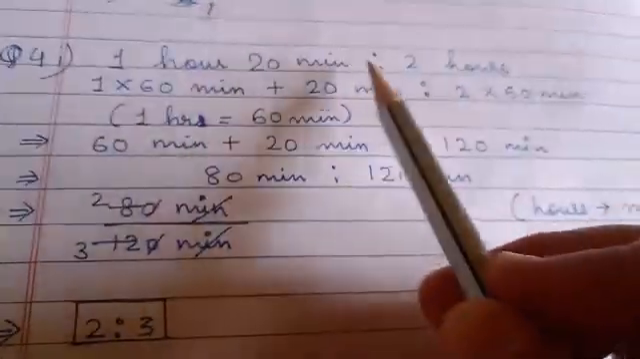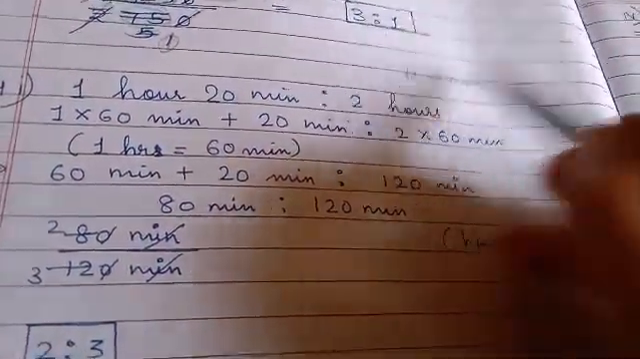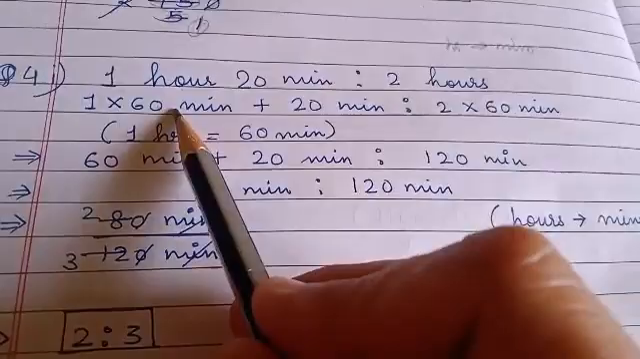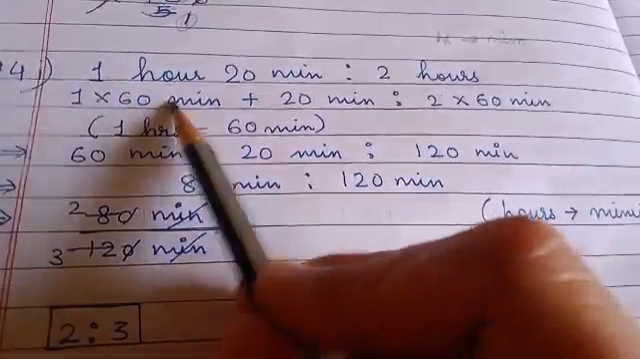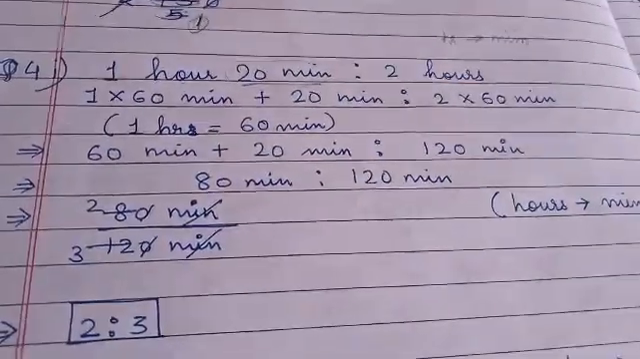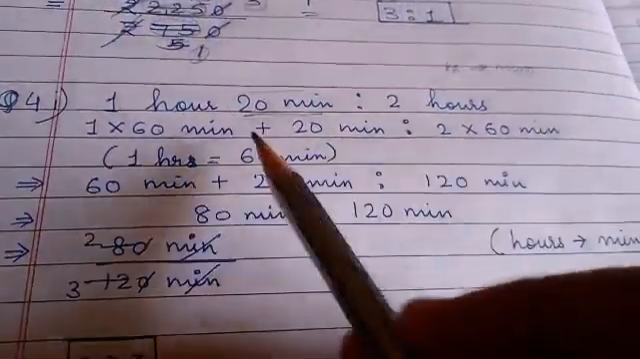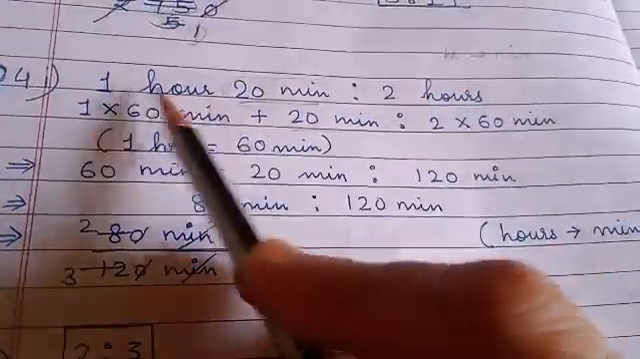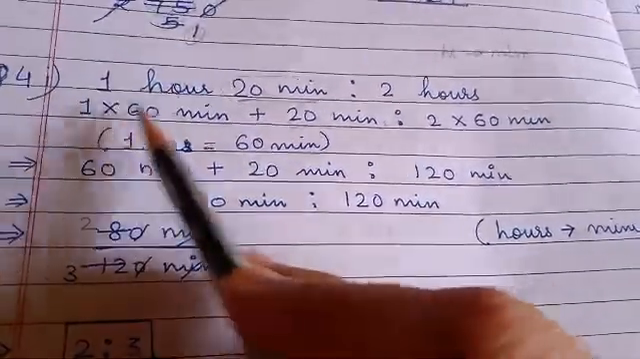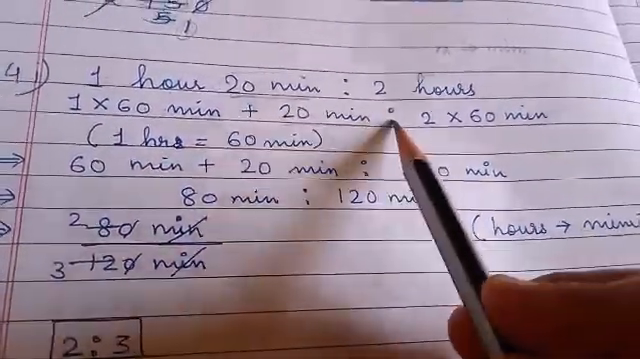Question number 1: 1 hour 20 minutes is to 2 hours. Now I know that I have to convert hours to minutes. I have written here hours to minutes. So 1 hour is 60 minutes. You know that 1 hour is equal to 60 minutes. So 1 into 60 minutes plus this 20 minutes. This is already in minutes, so we write it as it is. If 2 hours are there, 2 into 60 minutes. If 3 hours are there, 3 into 60 minutes.